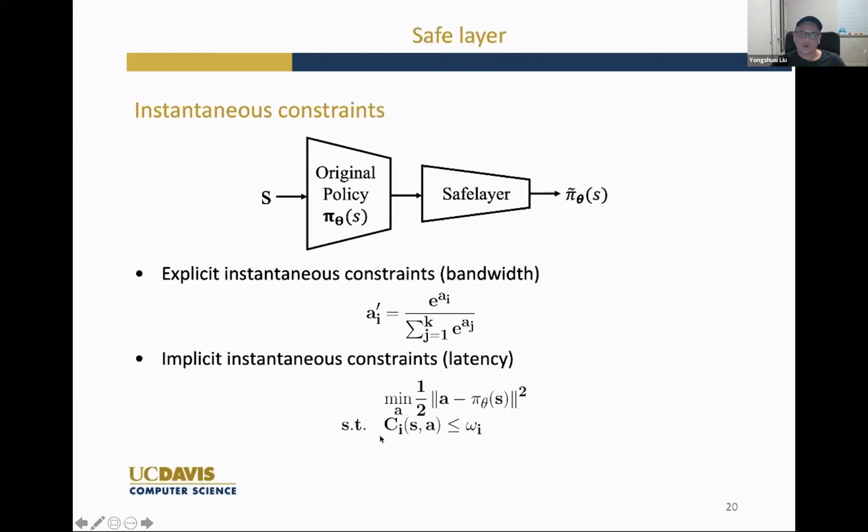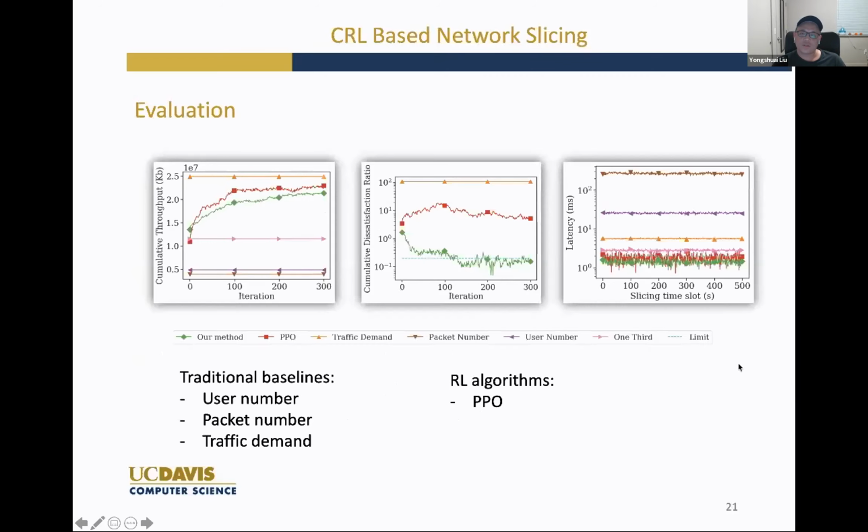So for the latency requirement, which is the implicit one, we use the projection idea here, and the idea is also simple. Say we have learned the function of the latency, and we want it to be below a given threshold. So we find a new action A, and the action is as close to the original policy, but the new action should satisfy the constraints. So this is where the safety layer is working. So next we will present the evaluation of the methods.